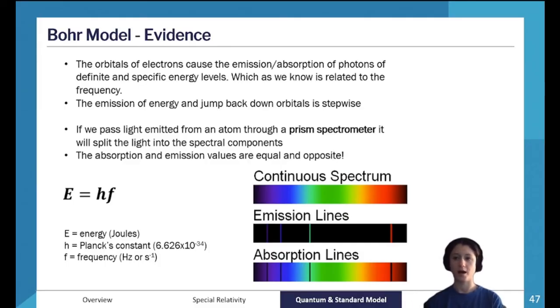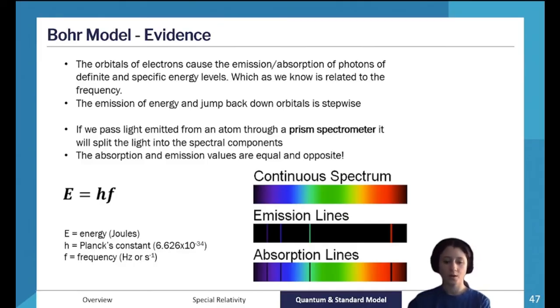So then obviously our emission and absorption lines are kind of opposites, right? So the frequency of light that an electron will absorb is opposite to that of what it will emit, which is really cool. All right?